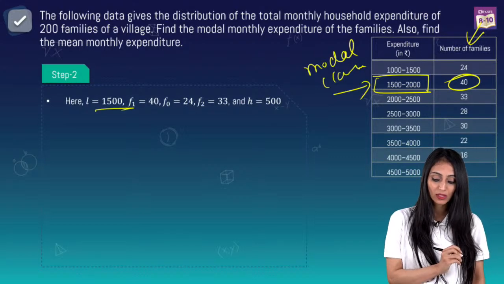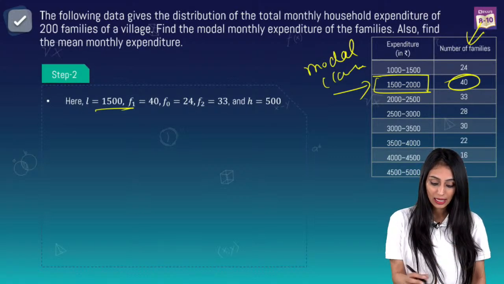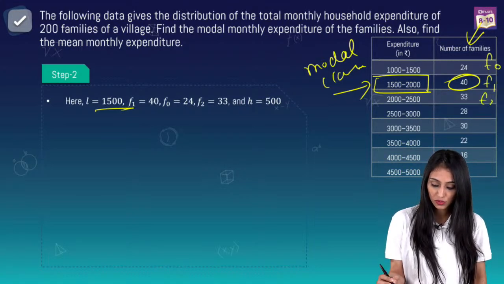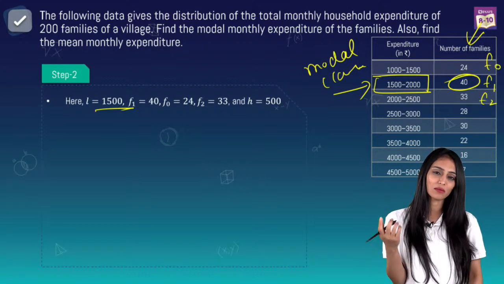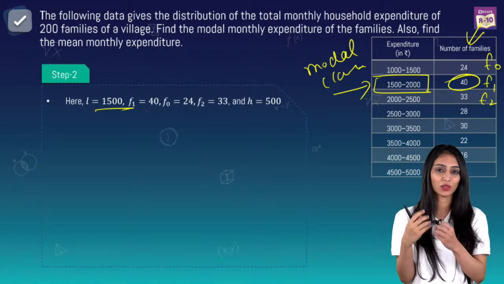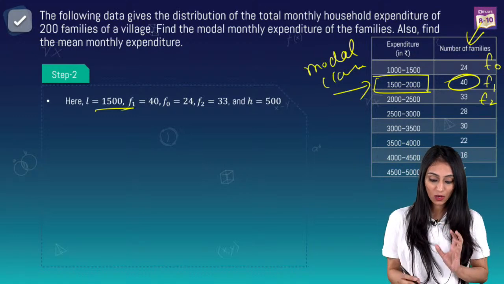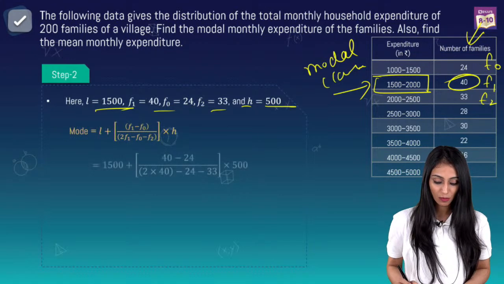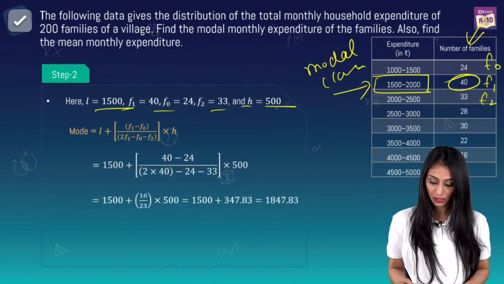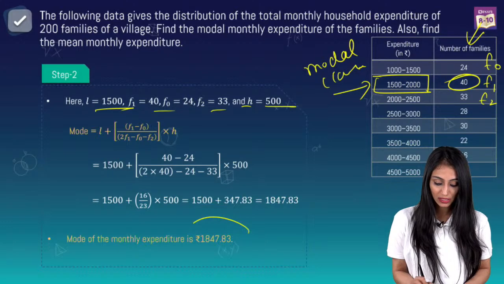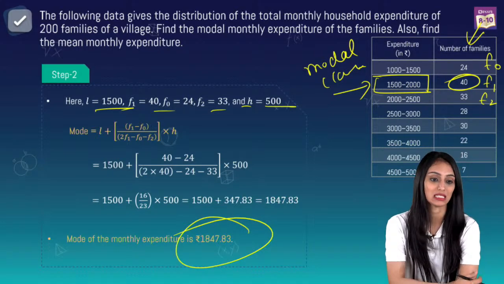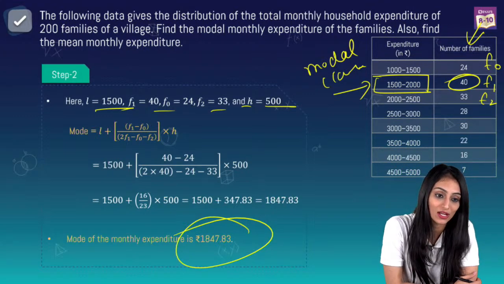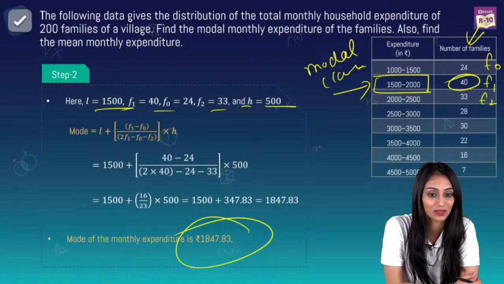This is the lower limit of the modal class, that's 1500. This value is f1, this is f0, this is f2. Students sometimes call it f0, so you can call it whichever way you want. That's how we find all these values, and h over here is 500. So this is the formula. Let's put everything here. What do we get? We get 1847.83 rupees. The unit is important. Even when you're giving the answer in the comment section, please write it along with the units.